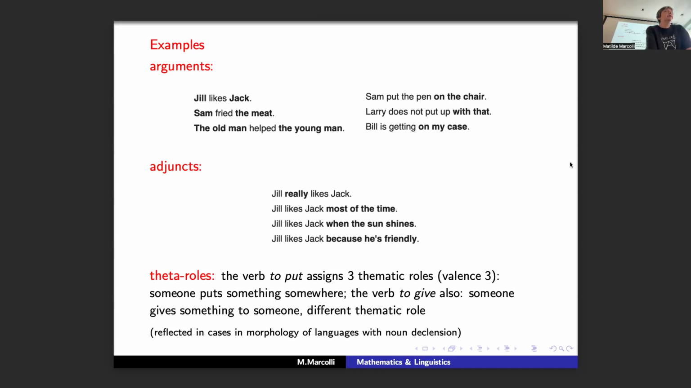Is there an example of valence one or something? Yes, for example, if you have an intransitive verb, then it still would require a subject. But yeah, it rains. It rains. Yeah.